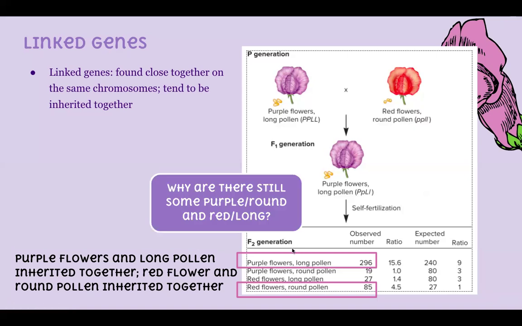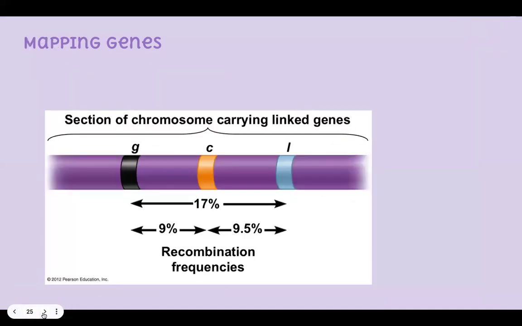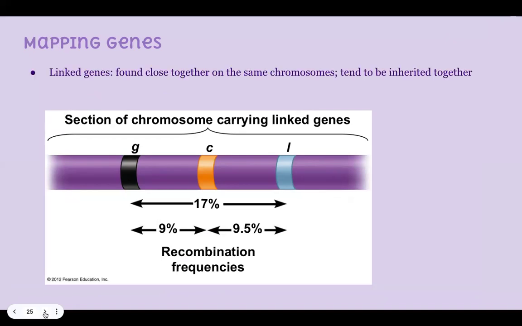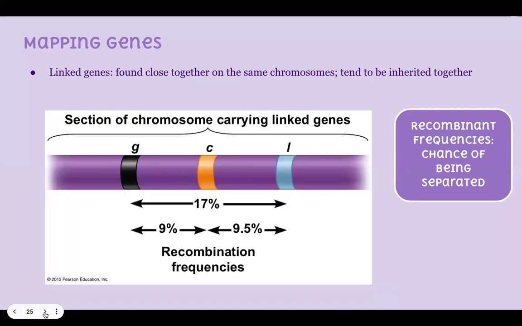Now, notice here there are still some purple round and red long flowers because there are some odd things that happen during crossing over. It is just less likely that linked genes will be separated. Okay, so it is still possible, just less likely. Now, we know this information because mapping genes is a thing, and these genes that are found together on the same chromosome tend to be inherited together. And we actually know the likelihood based on mapping genes and creating recombinant frequencies. A recombinant frequency is the chance of two genes being recombined, or separated from each other and recombined elsewhere.